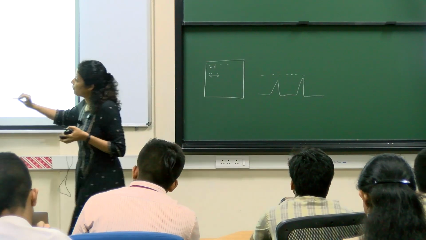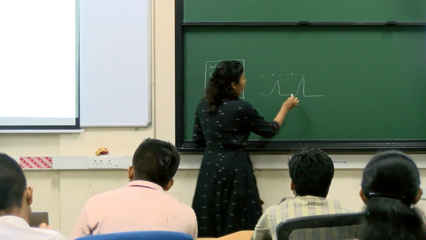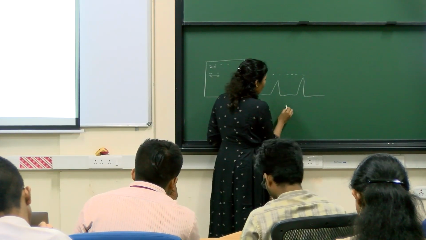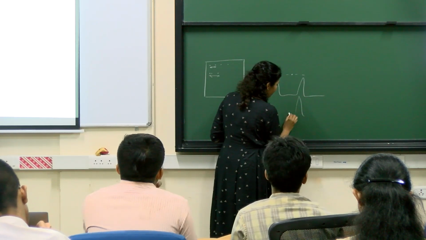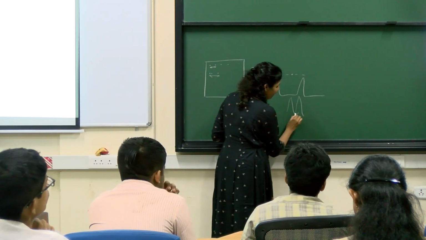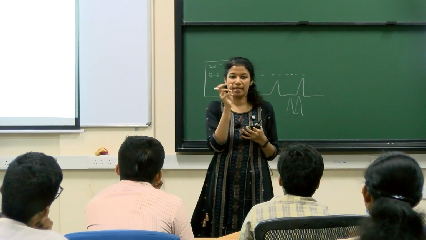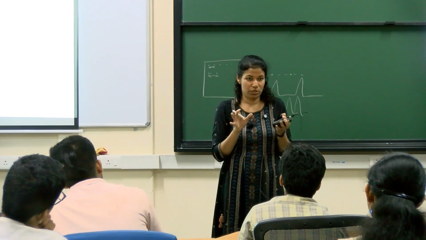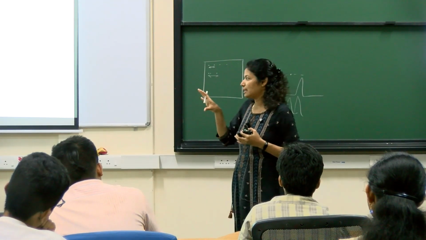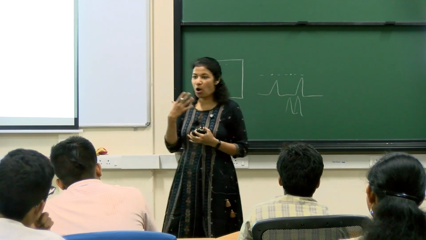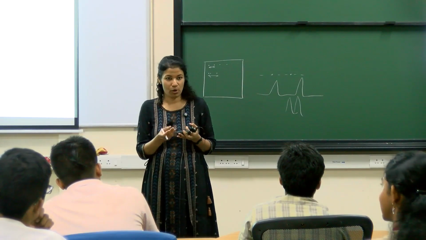So when you have the maxima of one wave coinciding with at least the minima of the other wave, we call it the Rayleigh criterion. So that is how much you can say is the resolution of your image. Okay, so that gives you a number of how well your image is resolved.